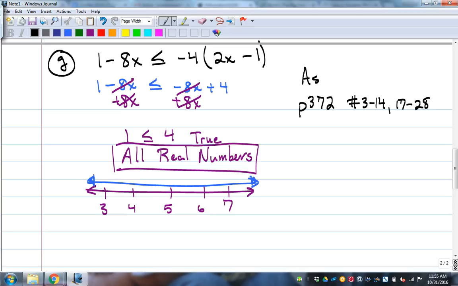Here's your assignment for today. Page 314 or 372, 3 through 14, and then 17 through 28. Follow the instructions. If it says graph the solution, draw the graph, okay? On the number line graph, okay? Some of these, I think the first set it does say that, and the second set maybe it doesn't. But follow the directions that are in your book on that as far as the graph goes.